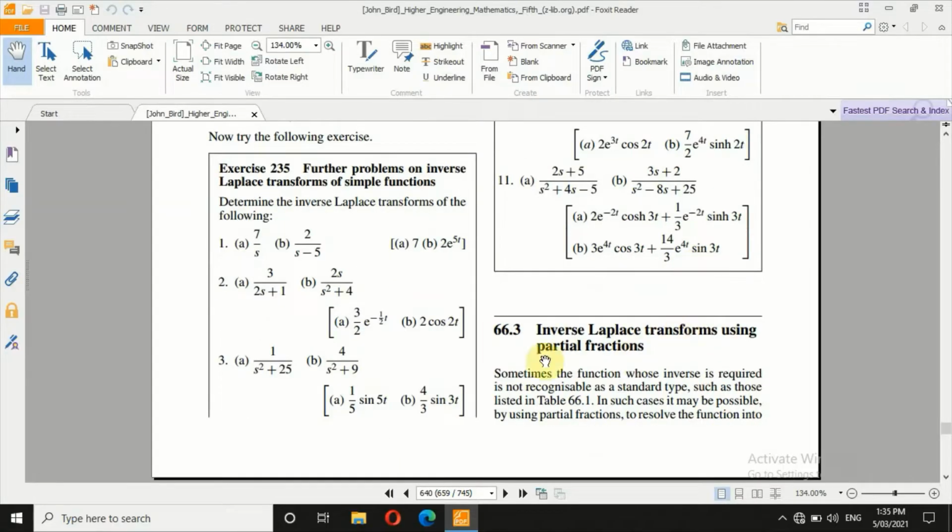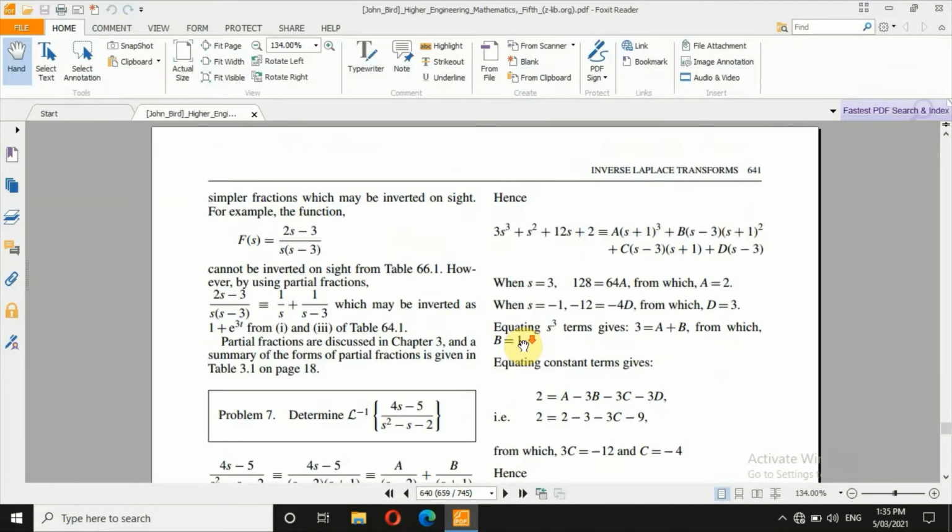So let's proceed to 6.3. The first example we're going to solve here is this: 2x minus 3 over x into bracket x minus 3. This is a fraction which we can easily break. How do we break it down? Because this is multiplication, it's the same thing as this over x plus something over x minus 3. So let's call it A and B.